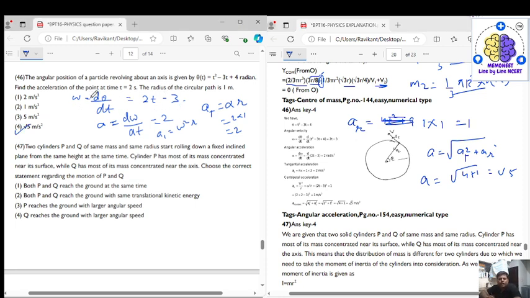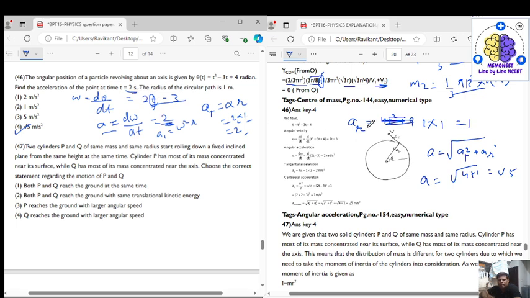Again, differentiating theta we get omega, and differentiating omega we get alpha, which is equals to 2. Tangential acceleration is alpha into r. Alpha is 2, r is 1, so we'll get 2 as at, and radial acceleration is omega square into r. At t is equals to 2 seconds, they are asking. Putting t is equals to 2 in omega, we get omega is equals to 1 radian per second, right?